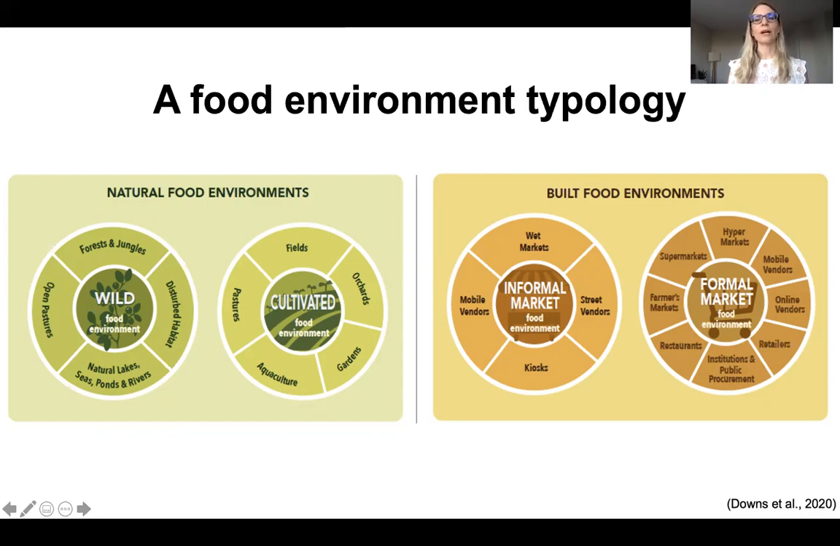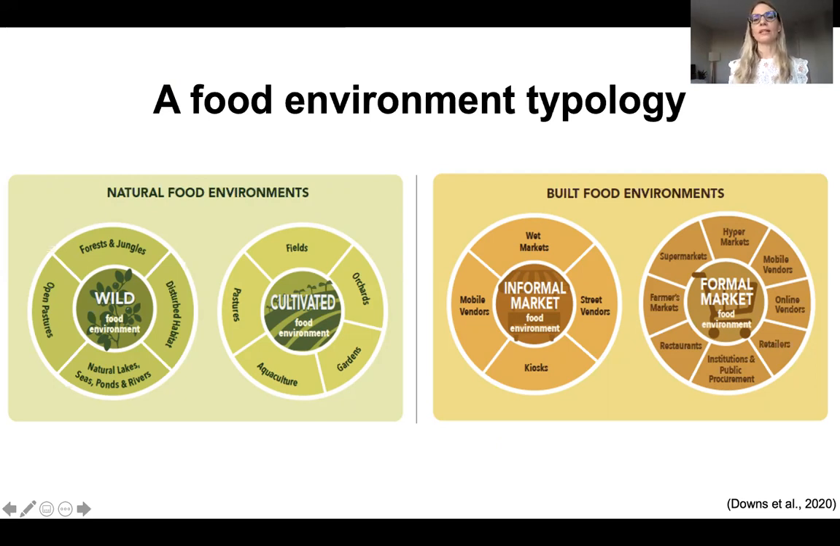The wild food environment includes things like forests and jungles, open pastures, natural lakes, seas, ponds, and rivers. And the cultivated includes things like farmers' fields, orchards, gardens, kitchen gardens or home gardens, pastures, and also aquaculture. And then you have the built food environment.